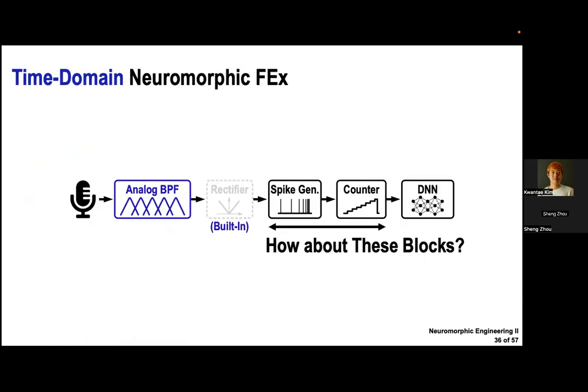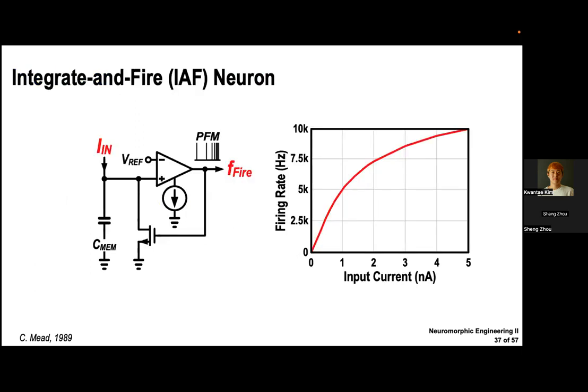So we have seen the analog bandpass filter and built-in rectifier in the time domain, and the remaining parts, the spike generator and counter, will be much more familiar to you, because I'm going to talk about the integrate-and-fire neuron. Here is a really basic building architecture of an integrate-and-fire neuron that has been widely used in the neuromorphic society.